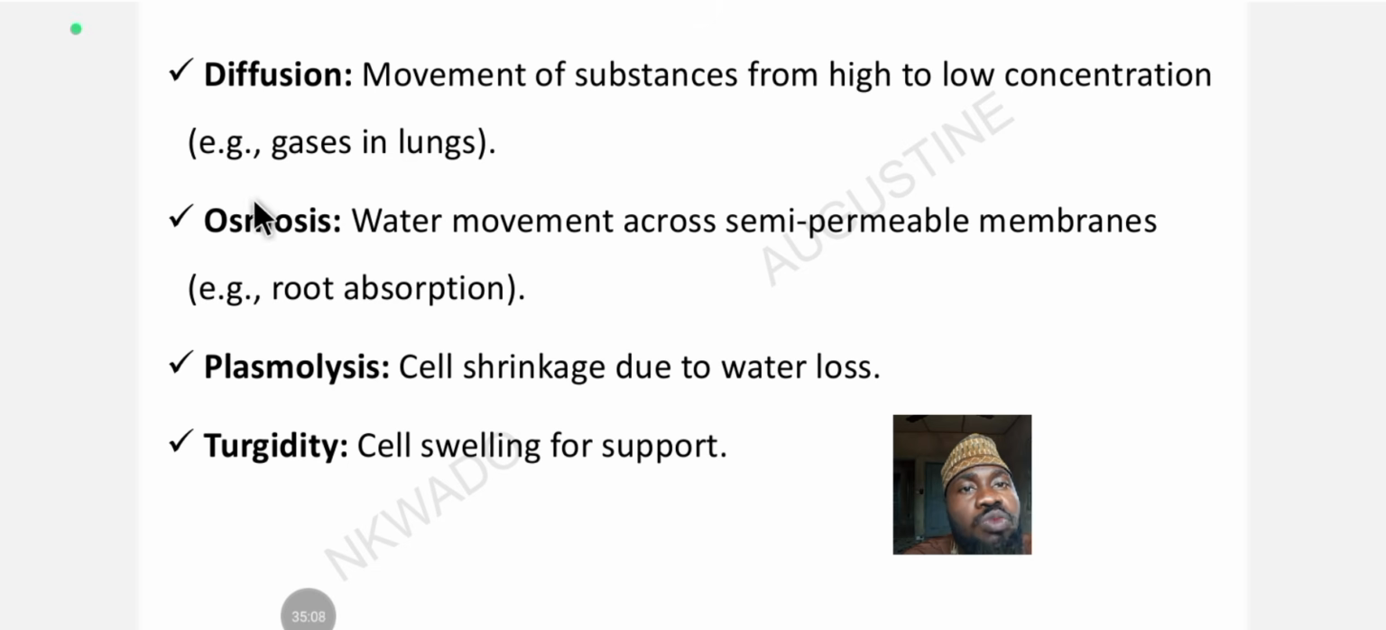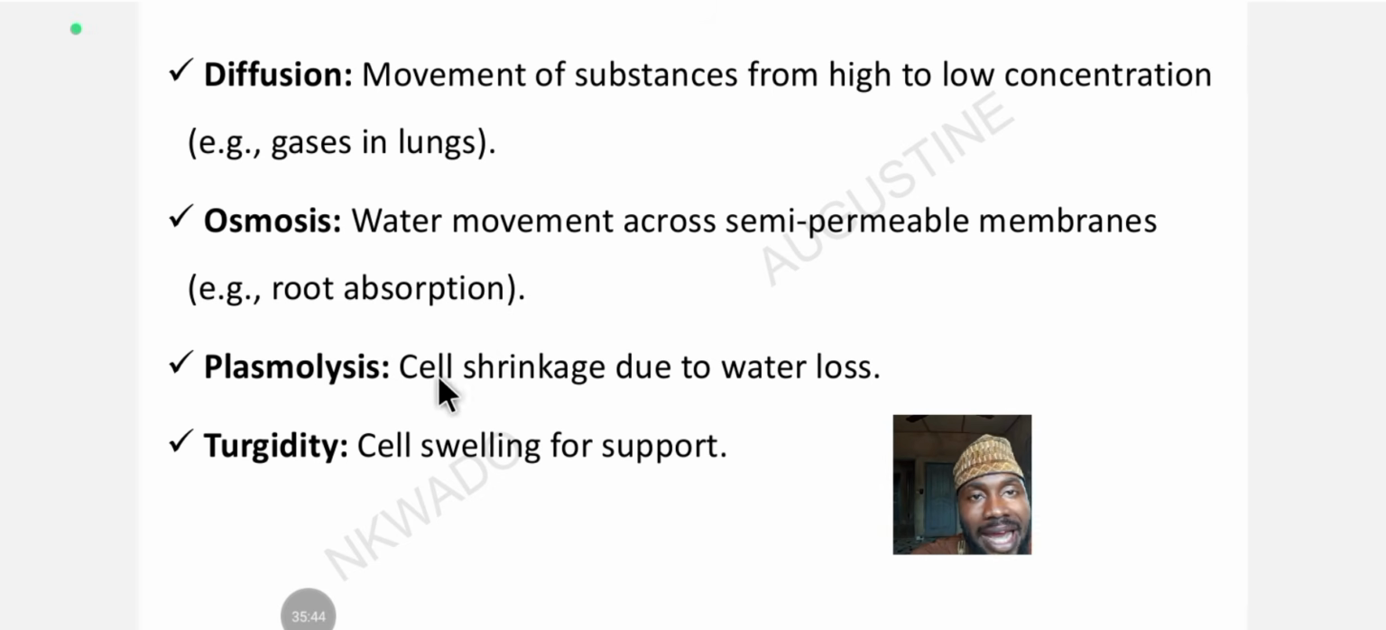So osmosis is also a means of transportation. Osmosis is the movement of water molecules across a semi-permeable membrane from a region of lower concentration to a region of higher concentration. For example, root absorption in plants, where the roots absorb water molecules from a region of lower concentration in the soil to a region of higher concentration, taking it up through the root hair, into the roots, then to the what?